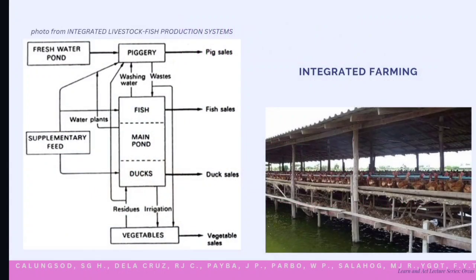Integrated farming is an agricultural management practice that combines various farming activities to enhance productivity, sustainability, and resource efficiency. The primary goal of integrated farming is to create a more holistic approach to agriculture where different components such as crops, livestock, aquaculture, and agroforestry are interlinked to maximize the use of available resources, minimize waste, and reduce environmental impacts.